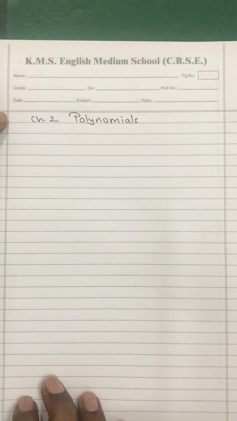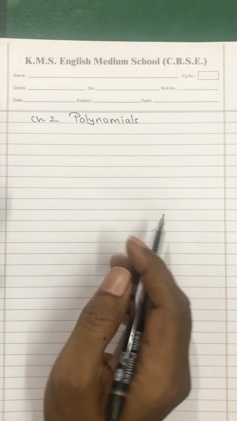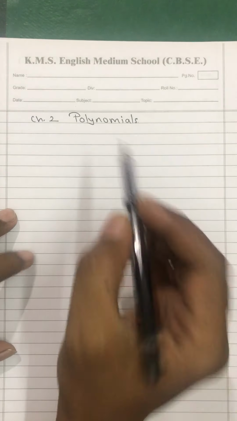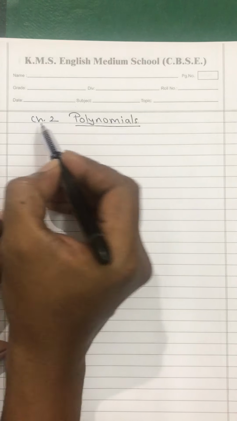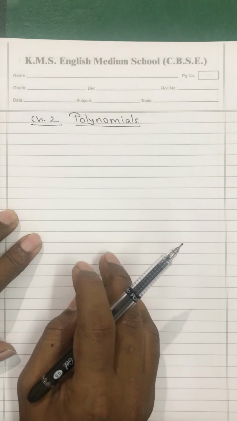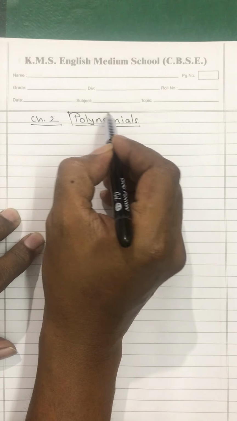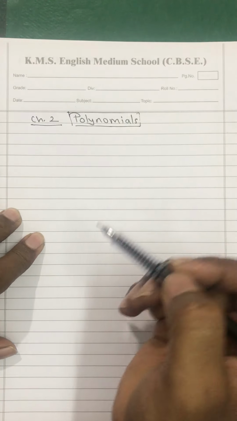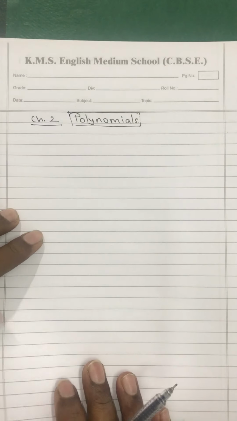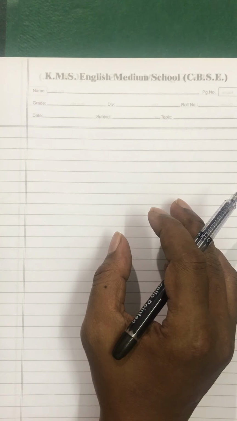Now, the next chapter that we are going to do in maths is polynomials, that is chapter 2. Polynomials is a very important concept. Basically, what are polynomials? Polynomials are basically expressions which have a number of terms.